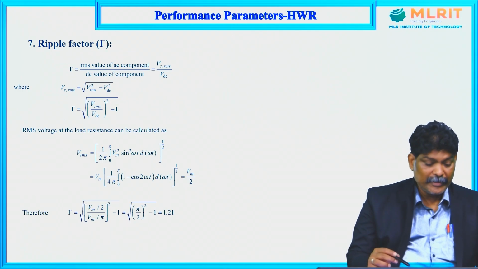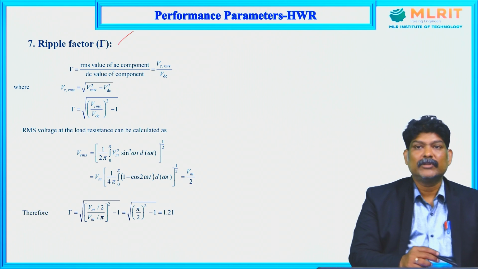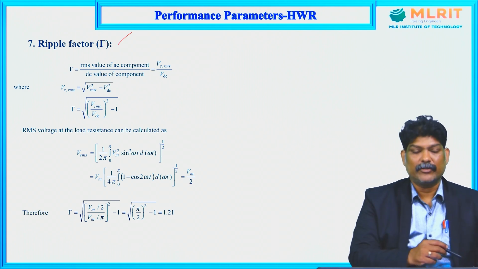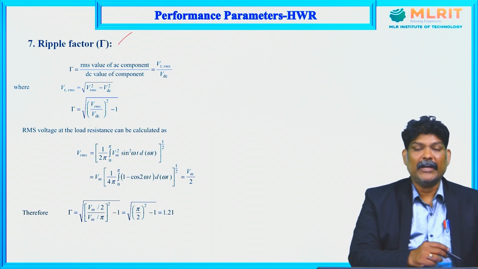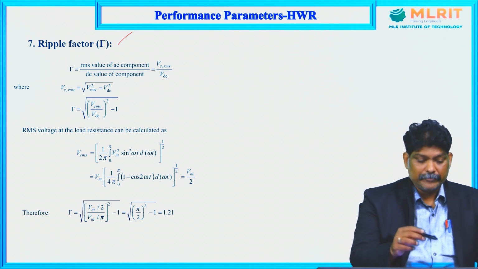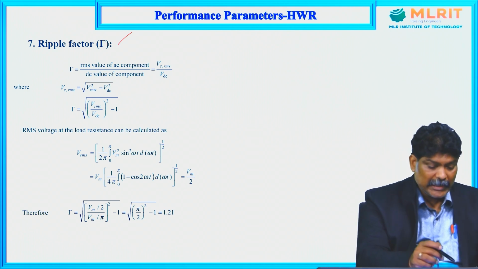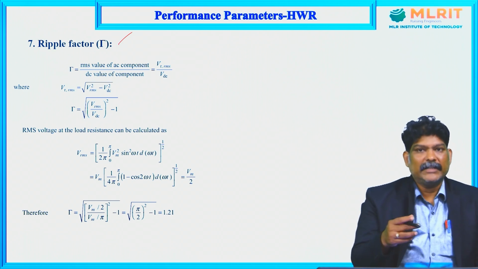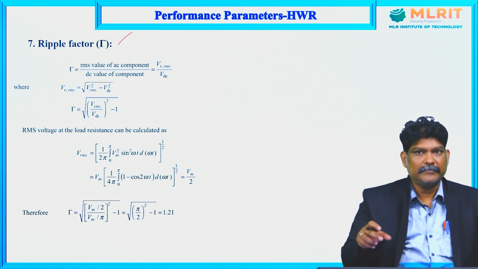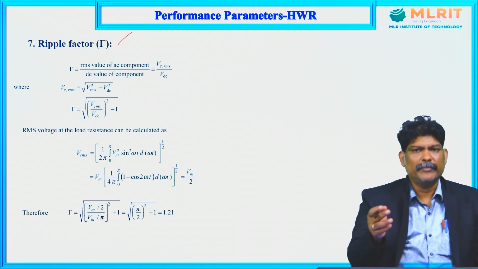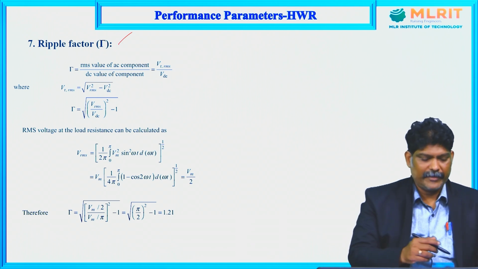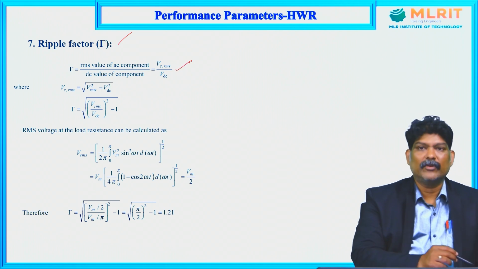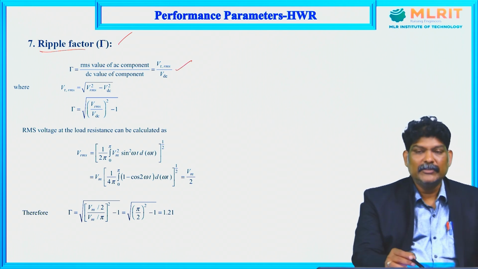So the next parameter is ripple factor. Ripple factor is defined as the ratio of the RMS value of the AC component to the DC value of the component. This is used to check whether your rectified output has some ripples or AC component. Ripple means unwanted AC component. So for that purpose, we can measure the value of the ripple factor using this formula.